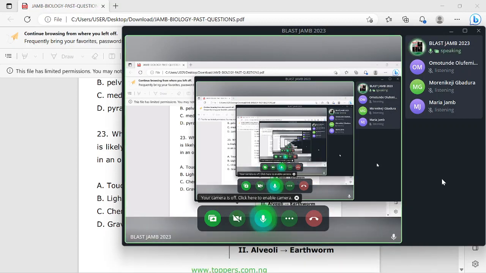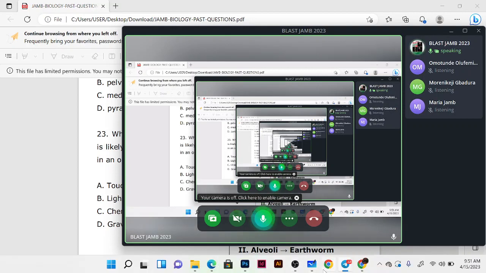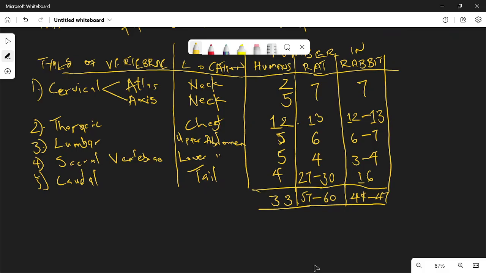We also have the second bone, which is the axis. The axis is responsible for the movement of the head from left to right. The reason why we can move the head from left to right or from right to left is as a result of the function of that bone called the axis. Are we together?